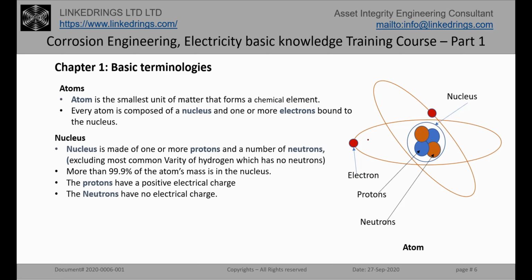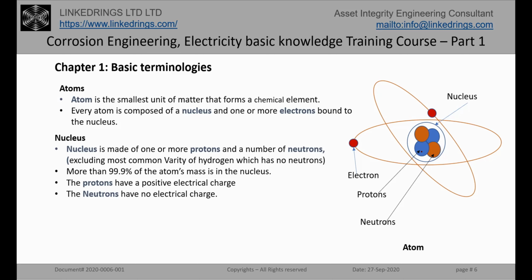The nucleus is made of one or more protons and one or more neutrons, excluding the most common variety of hydrogen, which has no neutrons. More than 99.9% of the atom's mass is in the nucleus. In other words, the electron mass is very much negligible compared to the nucleus mass.